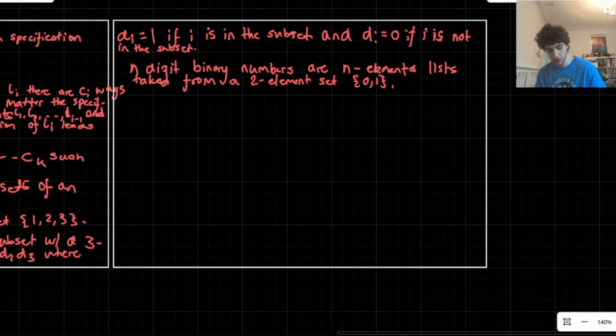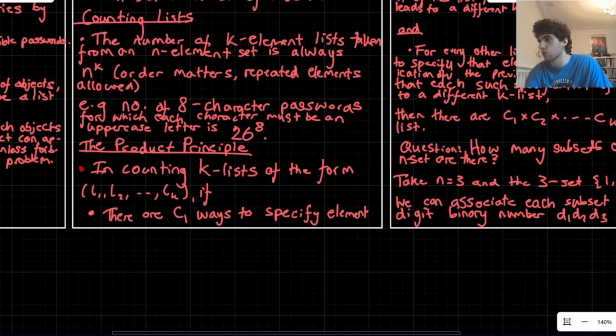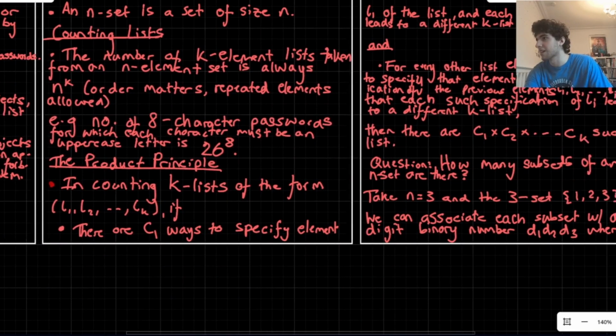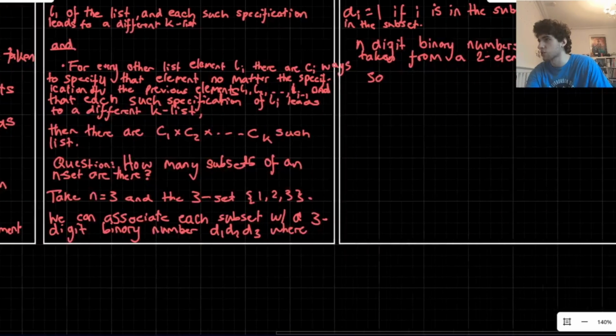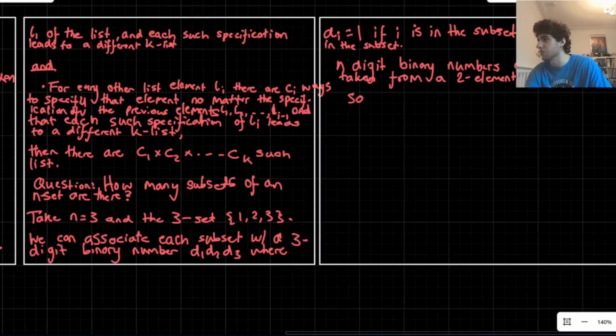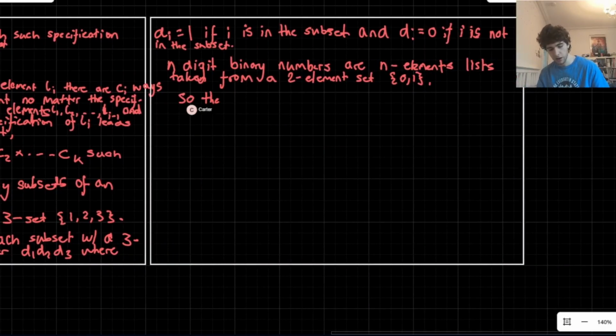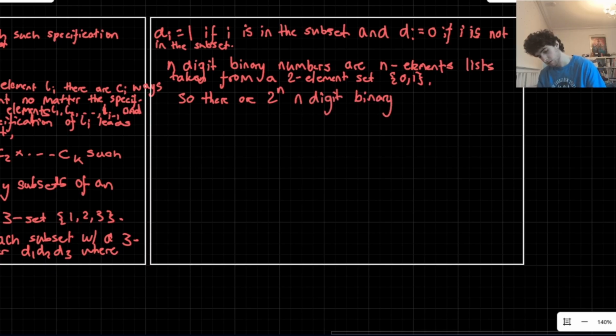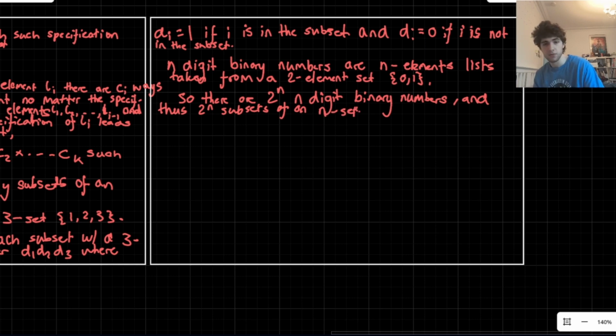So our earlier formula, and this is exactly what we were looking at before, right? We came up with a general formula for this. The number of k-element lists taken from an n-element set is always n to the k. In this case, we have k is n, because we have n-element lists, but we have a 2-element set, 0 or 1. So n becomes 2 here, and you get 2 to the k possible n-digit binary numbers, or 2 to the n because k is equal to n in this scenario. So there are 2 to the n n-digit binary numbers, and therefore 2 to the n possible subsets of an n set. 2 to the n subsets of an n set. Okay.